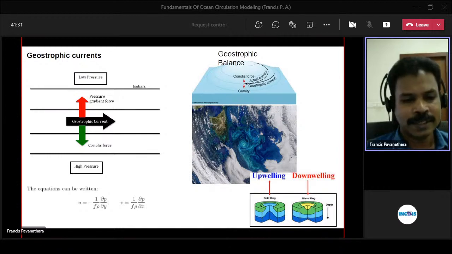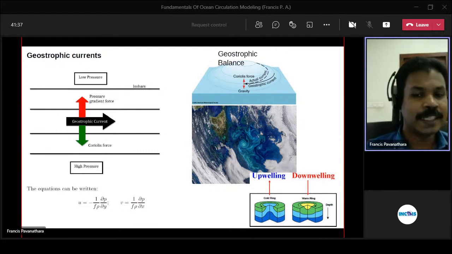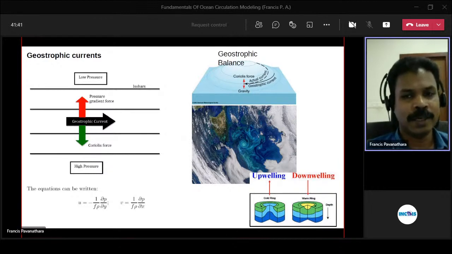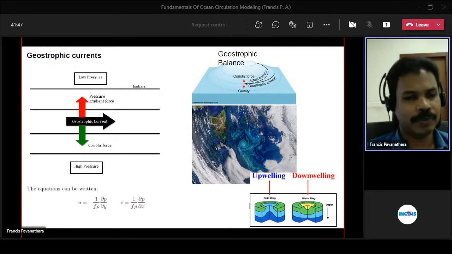That is another force that sets up the ocean circulation. So these are the two important forces that set up movement in the ocean. Either it can be due to a pressure gradient or it can be due to the application of the wind.